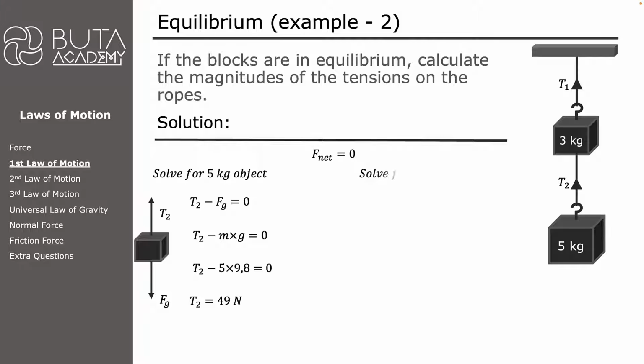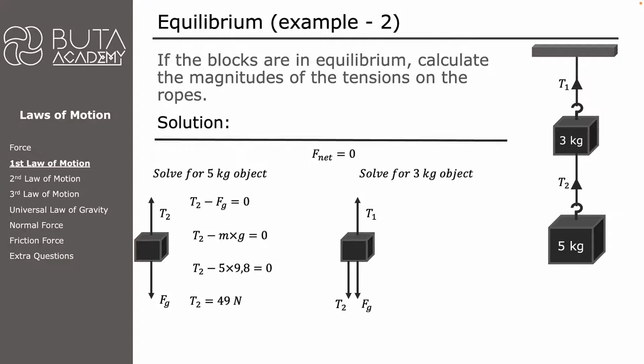Now, let's follow the same steps for the 3 kg object. There are 3 forces acting on this object. Tension 1 pulling it up, force of gravity pulling it downwards, and tension 2 is pulling it downwards as well. We recall that tension force is the same on each point of a rope and acts in opposite directions for each object. So T2 pulls the 5 kg object upwards and the 3 kg object downwards.